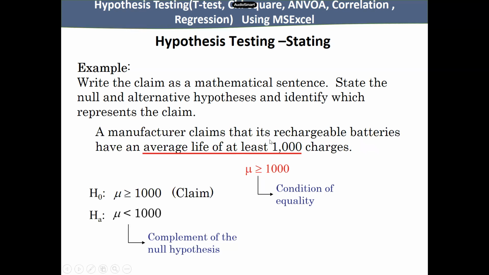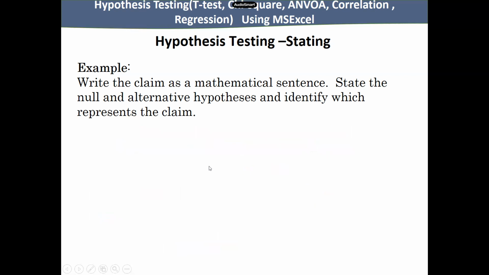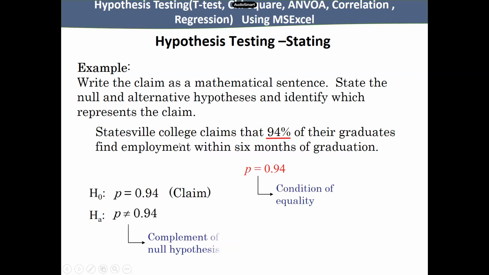You see, the first one, we were dealing with what? The manufacturer claims that rechargeable batteries have an average life. Rechargeable batteries. That's why we use what? The mu to represent the population, right? Now this one says the State Valley College claims that 94% of their graduates. It is not the entire graduates. You understand? It is a proportion of the population, which is the P. You get it? This is not the entire population. So P is equal to 94%. But we say that this is the claim, and P is not equal to what? 94%. That is complementary.